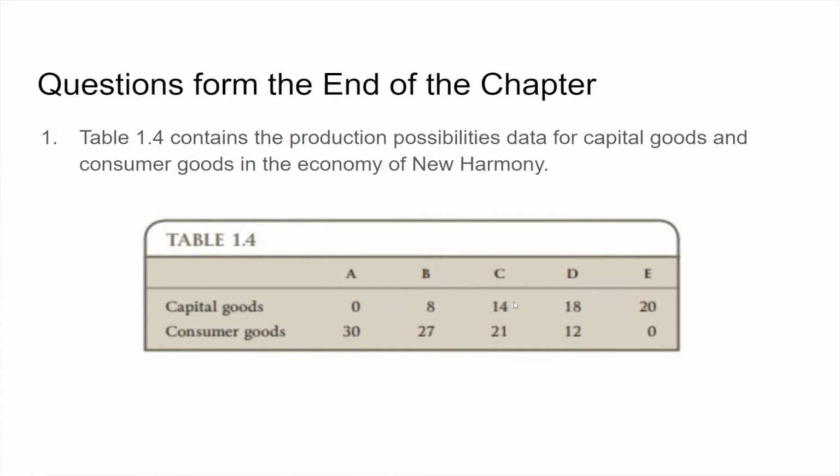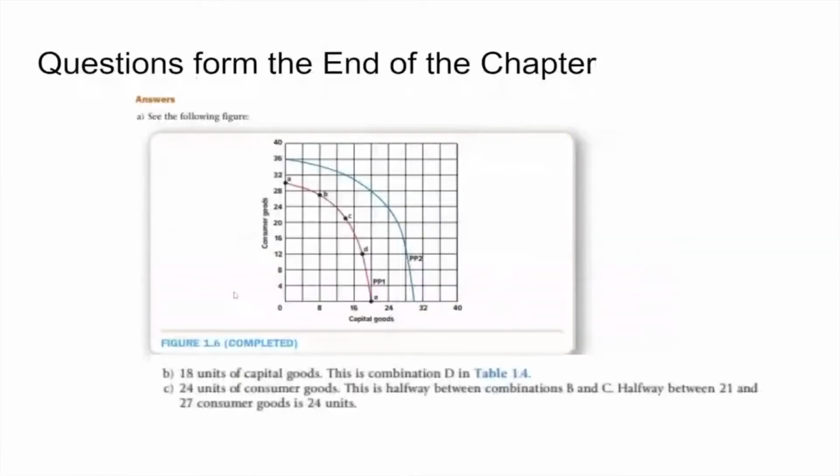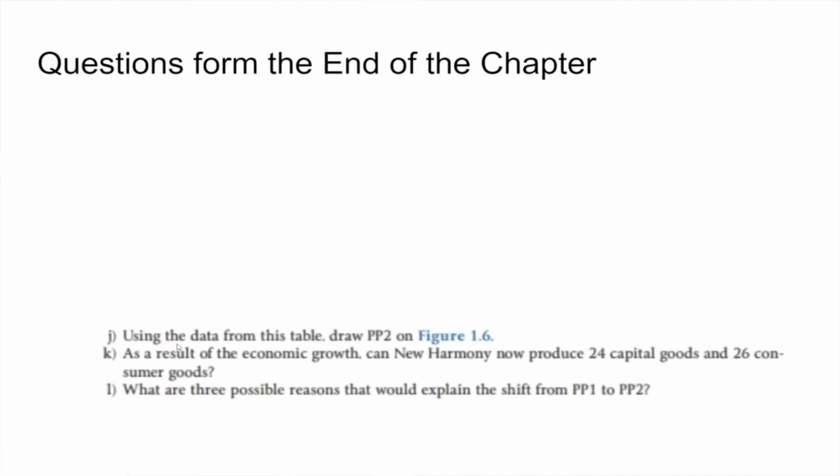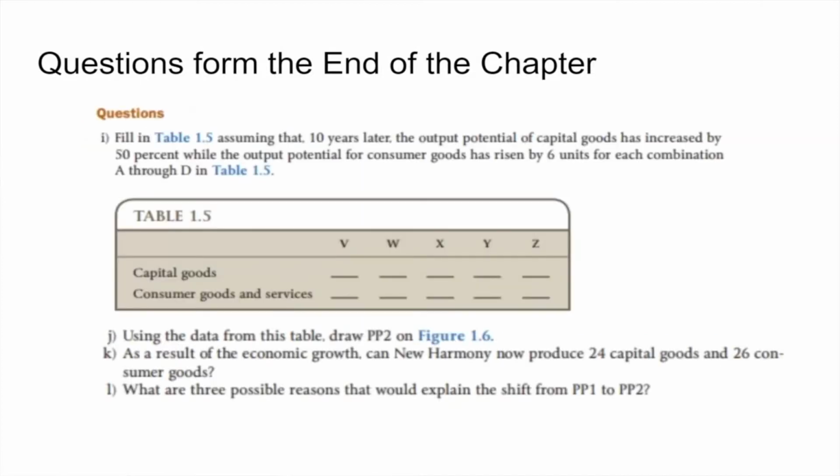So what we're seeing as we move this way, as we get more and more capital goods, we're seeing an increased cost. In other words, you got to give up more consumer goods in order to squeeze more capital goods out. So this is what we call the law of increasing costs. As we produce progressively more of one, we got to give up progressively more of the other. So this is what is known as the law of increasing costs. Cost per unit of capital goods increases as we try to produce more capital goods.